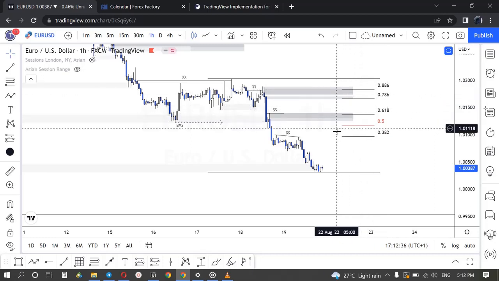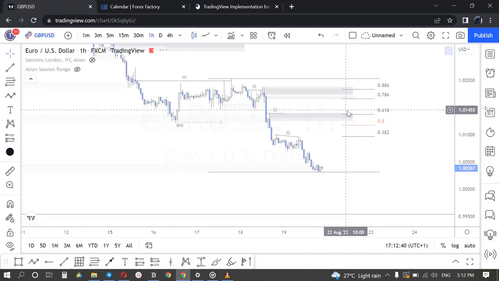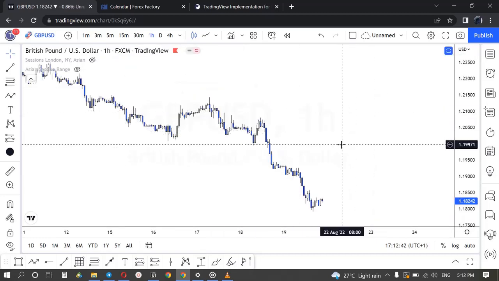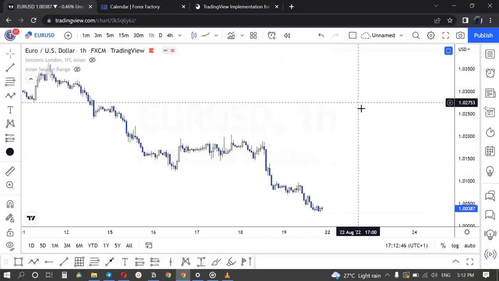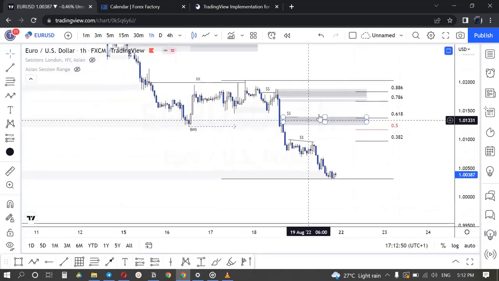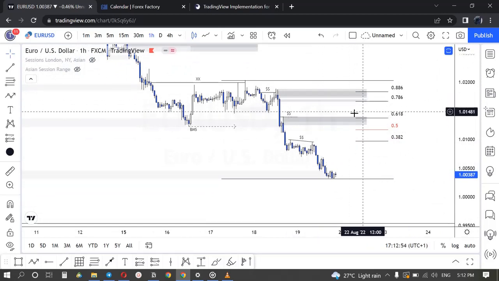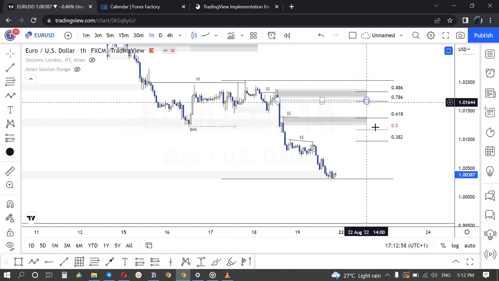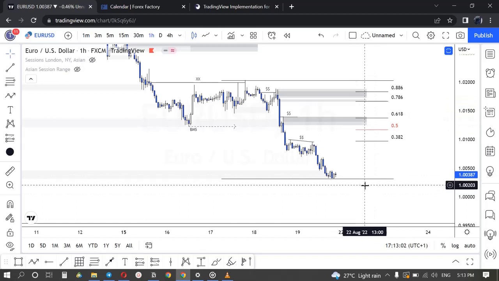So potentially, if price mitigates all those areas here, let's just have that patience to see how price will be reacting at those areas before we start selling down. So that is it. This is what I'm currently looking at on Euro USD.